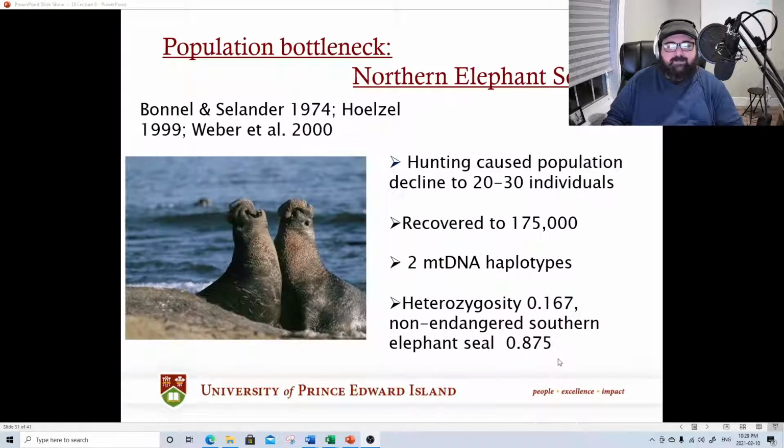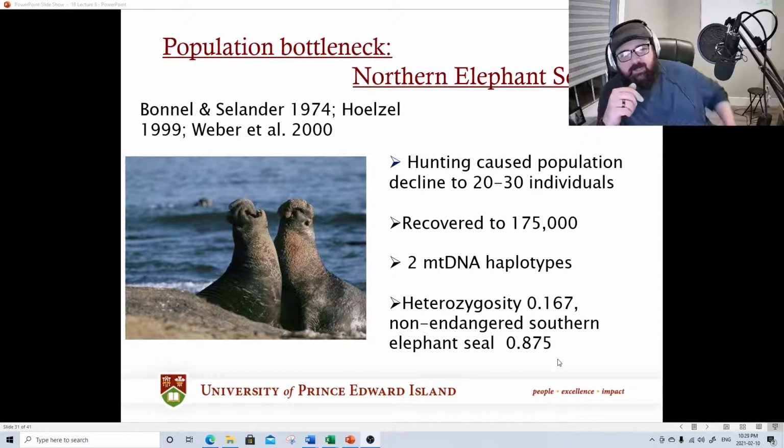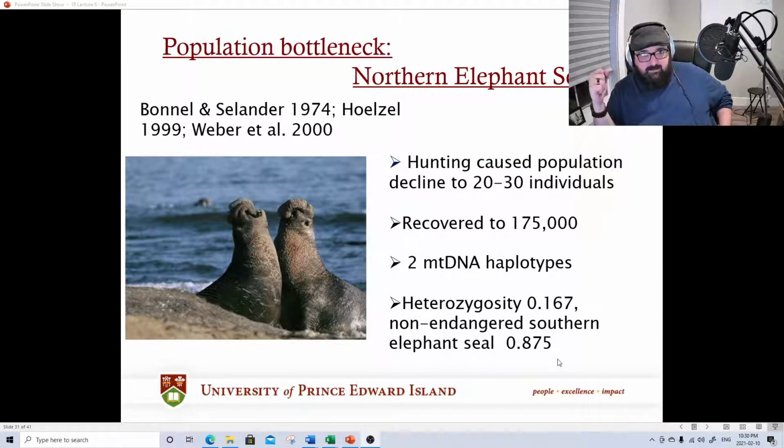That's problematic. I've talked about the northern elephant seal, so we might talk about them in a little bit more detail. There's a bunch of good papers on this if you want to look it up. Hunting caused the population to decline to 20 to 30 individuals. There was only one rock left with these things on them. Hunting was then banned because that's a terrible thing to do to a species. And they have recovered to 175,000 individuals, which sounds amazing. It sounds like we won in conservation.